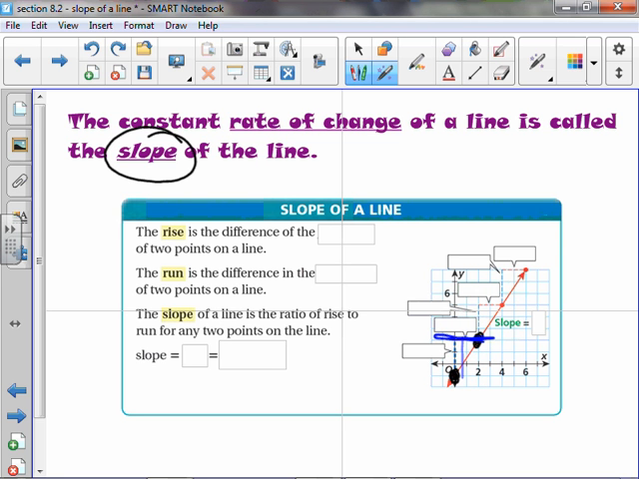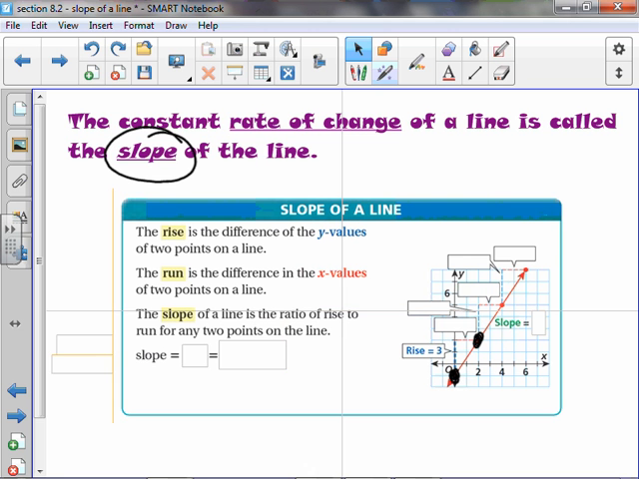Okay? The definition of that is the rise is the difference of the y values of the 2 points on a line. Okay? And our rise right here is going to be 3, because it is 3 units difference from the lower point to the higher point. We've gone up 3. Okay? The run, on the other hand, is the difference in the x values of the 2 points on the line. Okay? So not only are we going to talk about our rise, but we're going to talk about how far it is from our first point here across to where we are even with our second point.